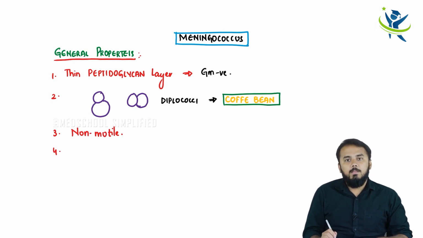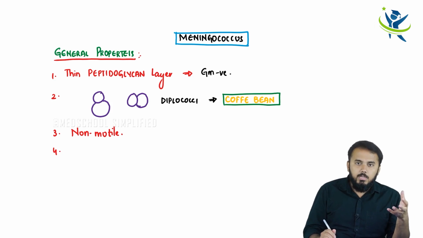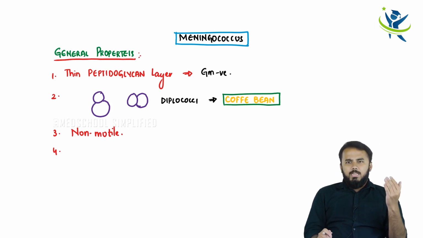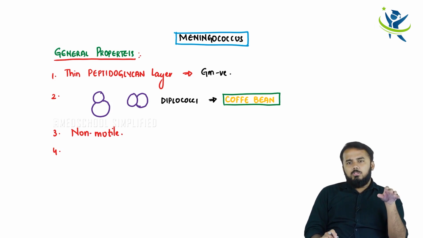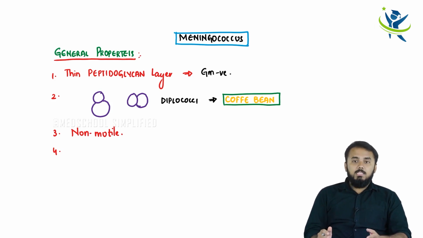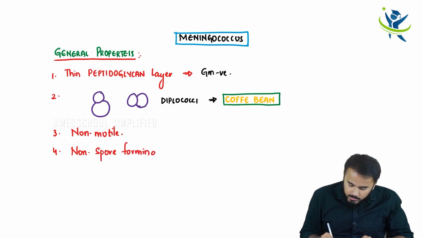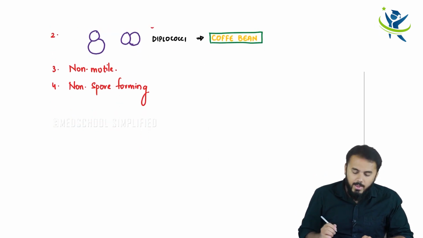Point number 4 is that there are some species in bacteriology called clostridial species. You have got Clostridium tetani, difficile, perfringens and all. These Clostridium bacteria release spores, so that is why they are called spore forming bacteria. But this Neisseria meningitidis, or the Meningococcus simply, does not release any kind of spores. So this bacteria is a non-spore forming bacteria.